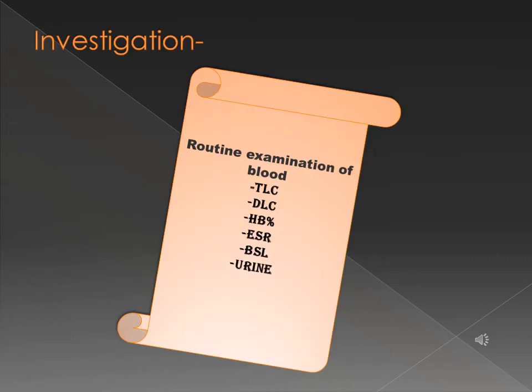Now we'll start with investigations. Investigations mostly include TLC, which is increased in acute infection. Then DLC, that is differential leukocyte count. Lymphocytes are increased in chronic infections. HB, decreased hemoglobin may be suggestive of trophic ulcer. ESR is increased in acute and chronic infection. BSL, to exclude diabetes mellitus. Urine, to exclude presence of sugar.